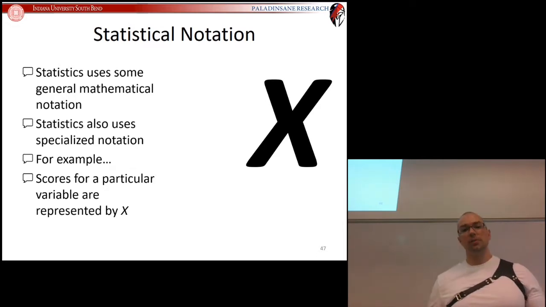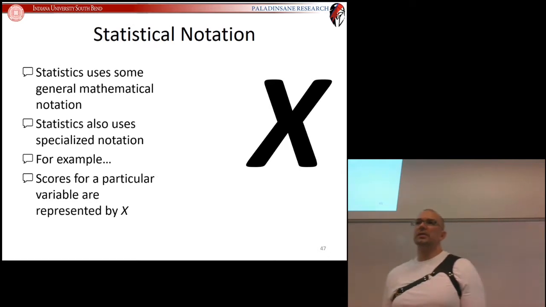So this is the first notation we're learning. And again, this stands for all the scores. So it can stand for 20 scores, 30 scores, 5 scores, 100 scores, 2 million scores. It stands for every single score that you have for a particular variable, oftentimes for a particular experiment.